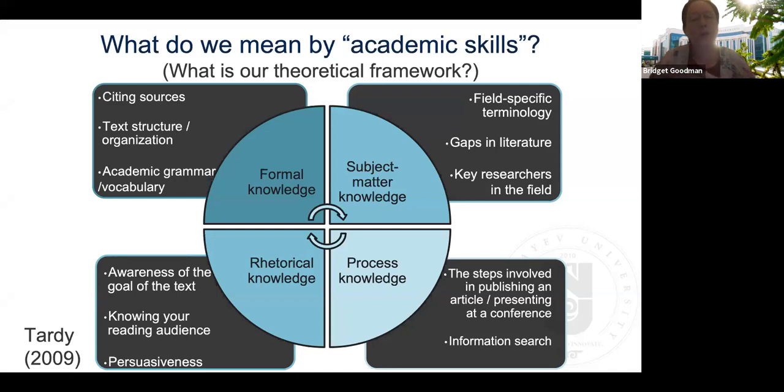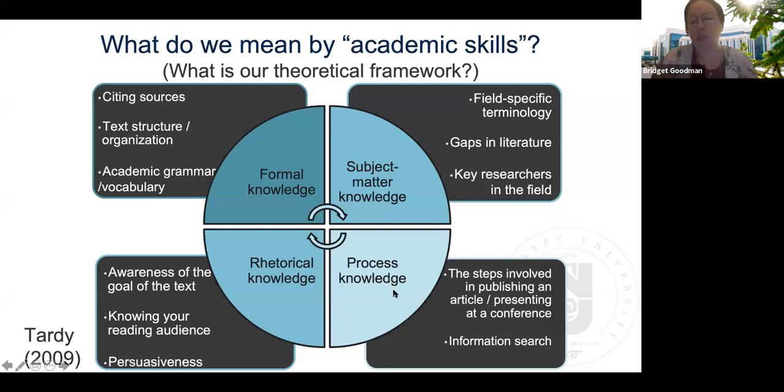And again, I want to say that these are not comprehensive components. These are just examples of elements of each form of knowledge that we think are representative of this knowledge and that are part of what we included in our survey questions to students.